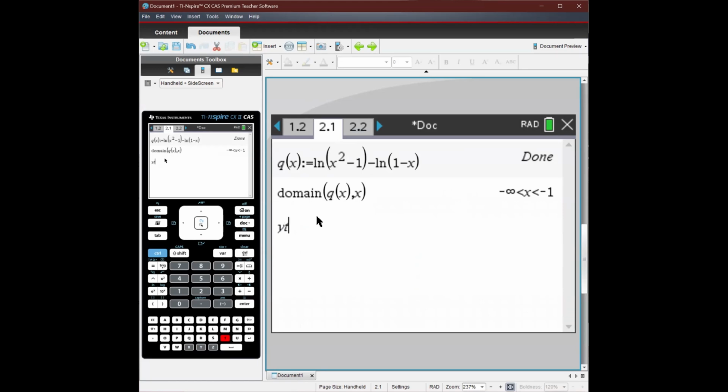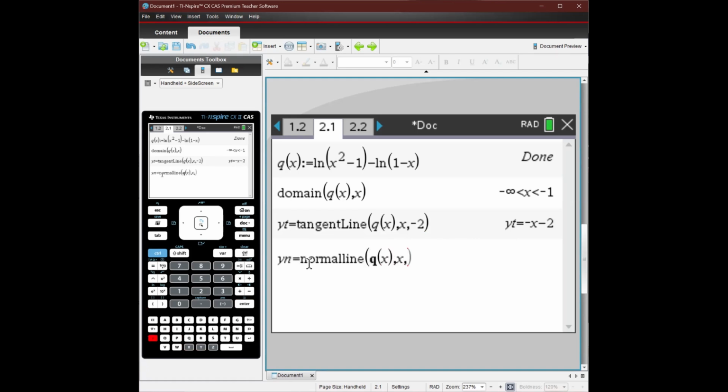Equation of tangent, yt equals tangent line, Q of x, comma x, comma -2. So y equals -x minus 2. And a perpendicular, y normal equals normal line, Q of x, comma x, -2, x plus 2, okay? So these are the working through to the first 4 marks, very straightforward. And let's have a look at the specific parts into it.